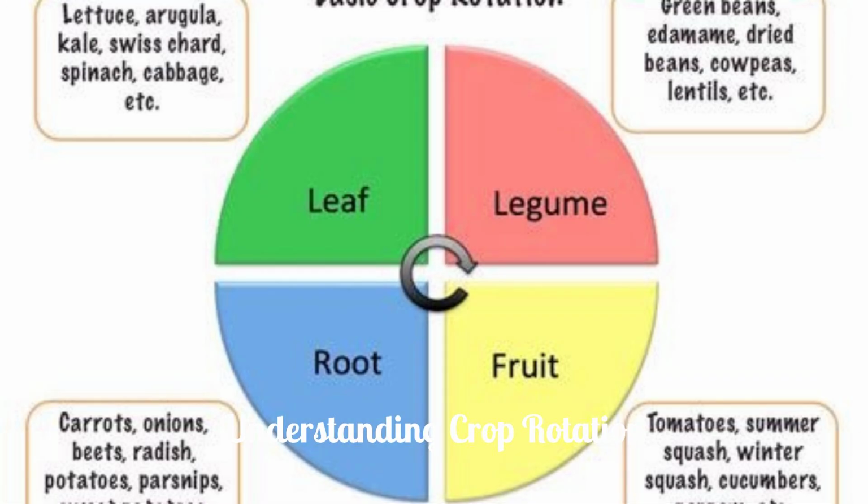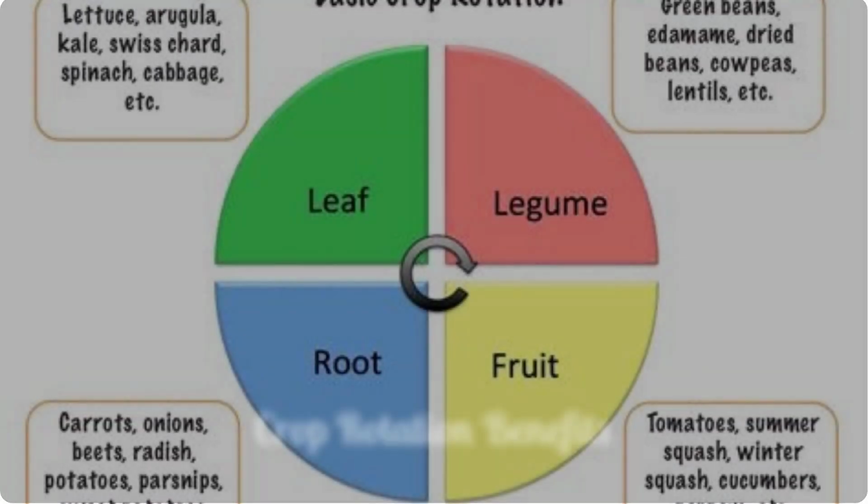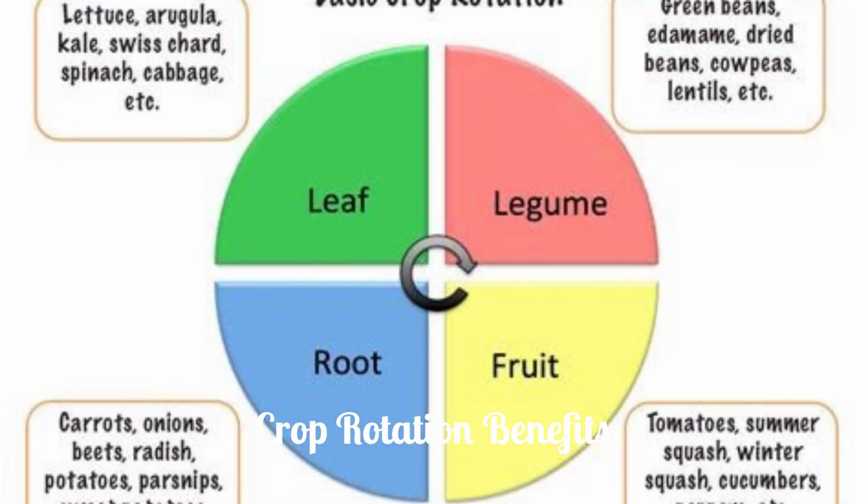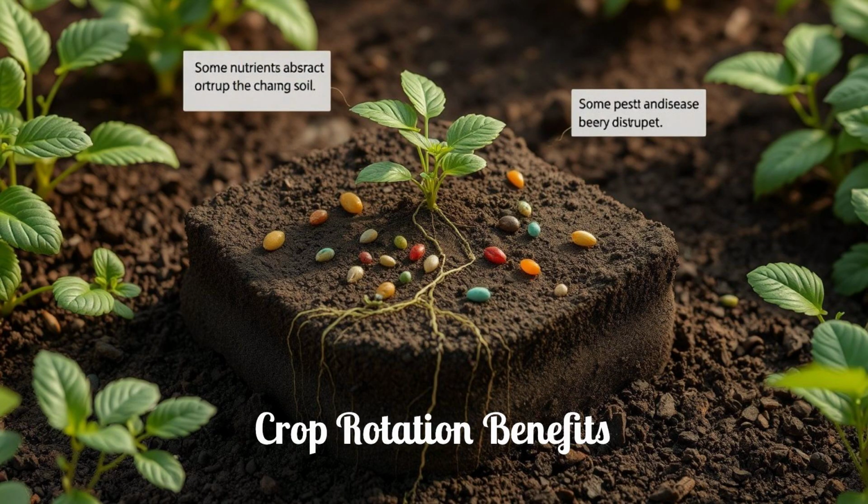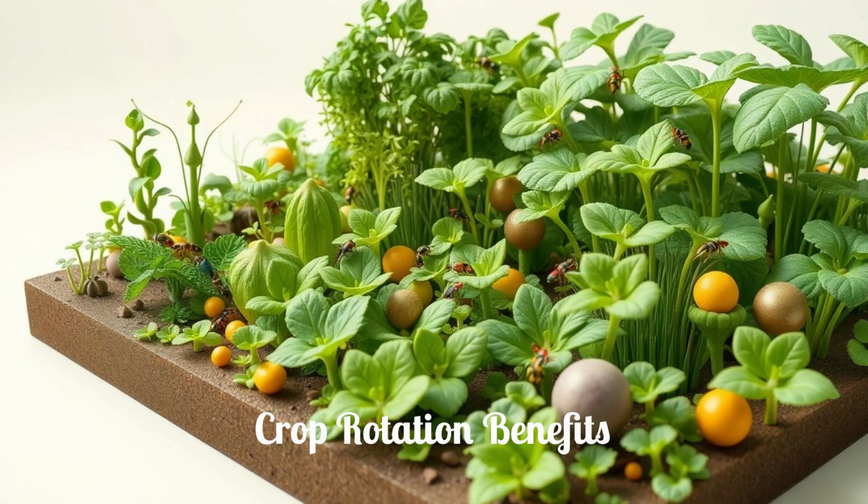Understanding crop rotation. Crop rotation involves changing the type of crops grown in a particular area each season. This method prevents the depletion of specific soil nutrients and disrupts the life cycles of pests and diseases. By rotating crops, gardeners can maintain a balanced ecosystem in their gardens, leading to healthier plants and higher yields.